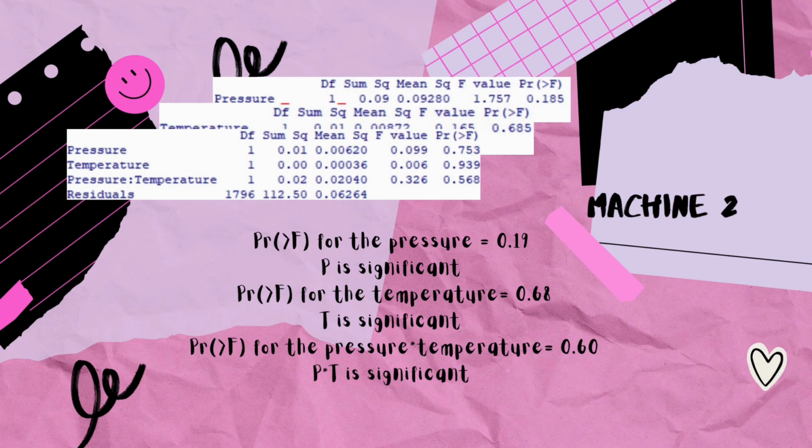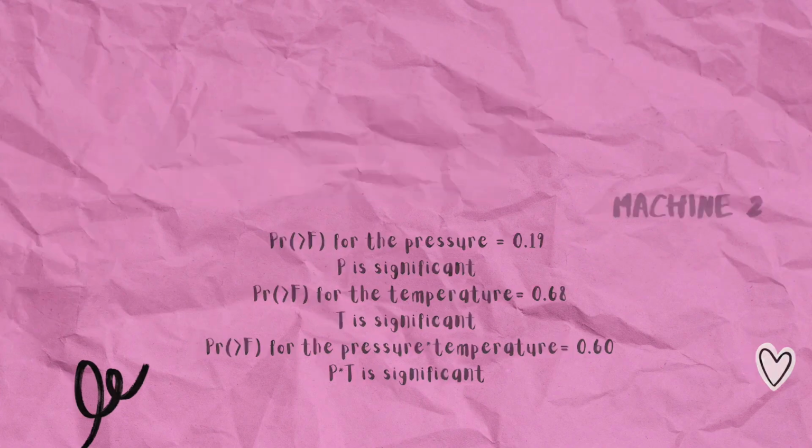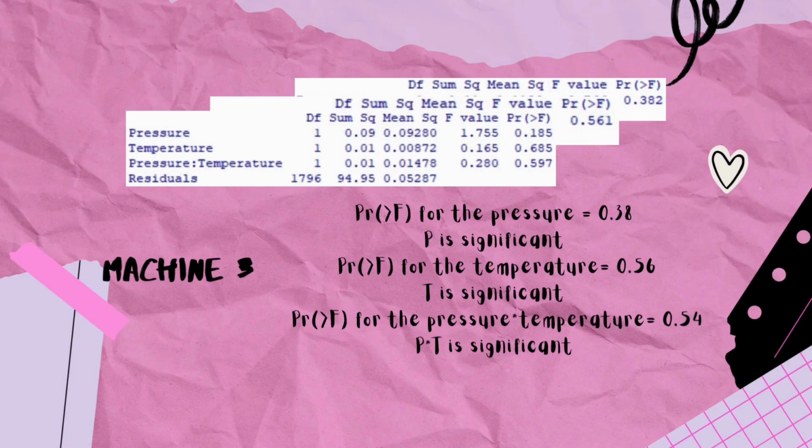For machine 2, the R program gives the value of resistance for the pressure of 0.19, while the resistance for the temperature is 0.68, and lastly the resistance for pressure times temperature is 0.90. So since the values of P, T and P times T are more than 0.05, they are significant. The resistance for the pressure of machine 3 is 0.38.